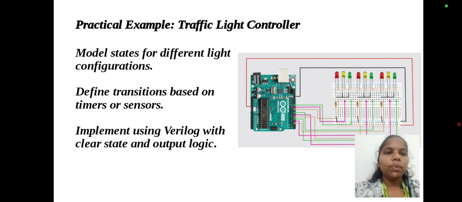Practical example: traffic light controller. Model states for different light configurations. Define transitions based on timers or sensors. Implementation using Verilog with clear state and output logic. Observe the logic diagram.